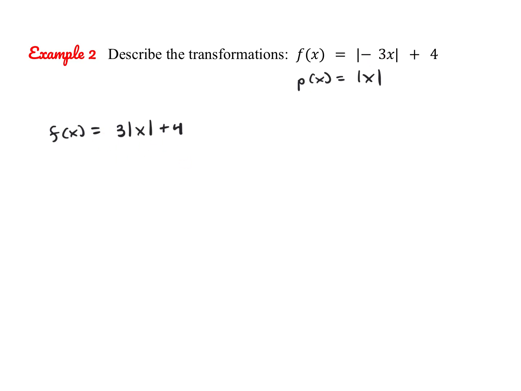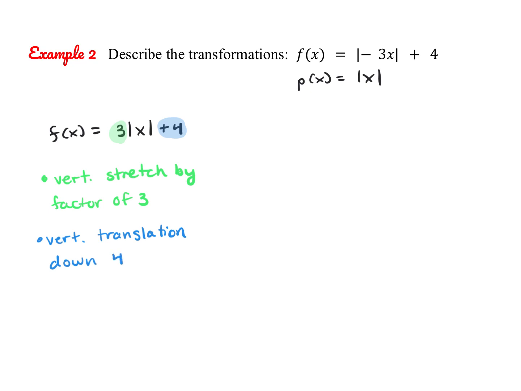So if I write it like this, I see that my first transformation would be this 3 out front. And since it's out front, it is not grouped with x, it is vertical. So this would be a vertical stretch by a factor of 3. And then I see this +4 being added outside of my absolute values. So it's going to be a vertical translation down 4.